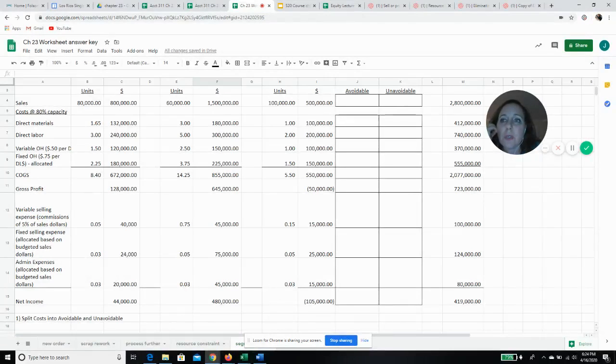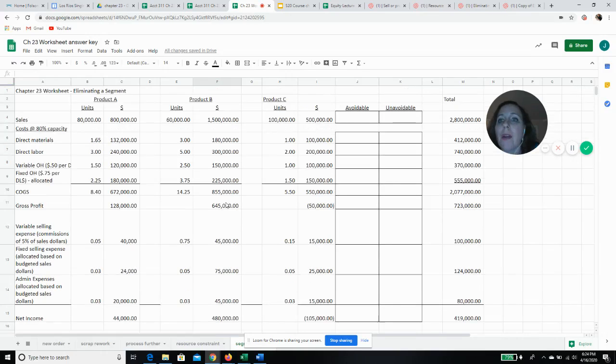All right, so this one is looking at when we need to make a decision as to whether or not we might want to eliminate a segment. And a segment in this case is going to be a product. All right, so we've got three products now, product A, product B, and product C. And we have all the information, our sales information, our costs, all of that. And we know that product A makes us net income of $44,000. All right, that seems pretty good.